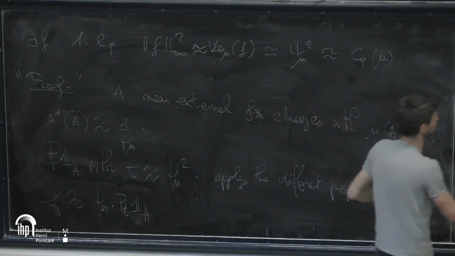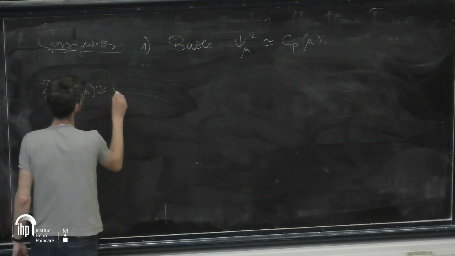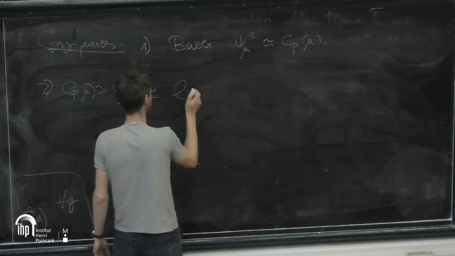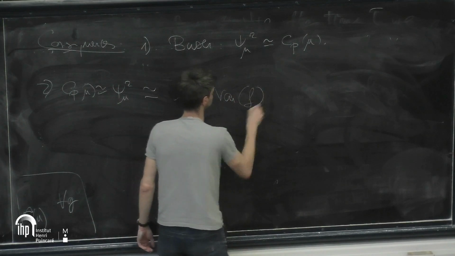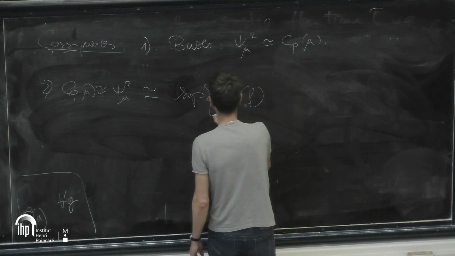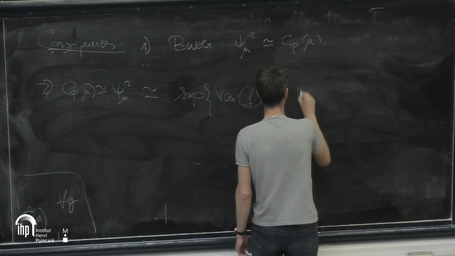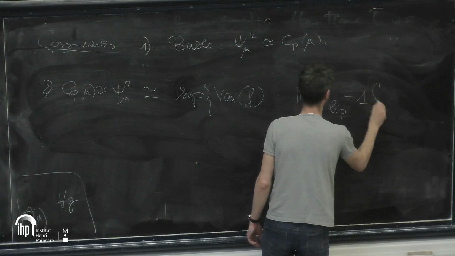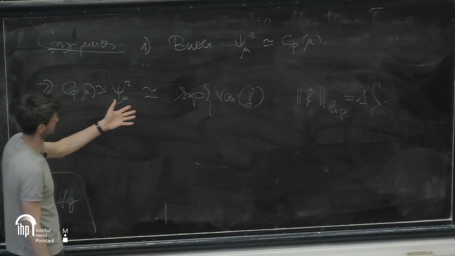So this means that C_P of mu is about the same as the supremum of the variance of f, for which f is 1-Lipschitz. This is stunning in a sense.